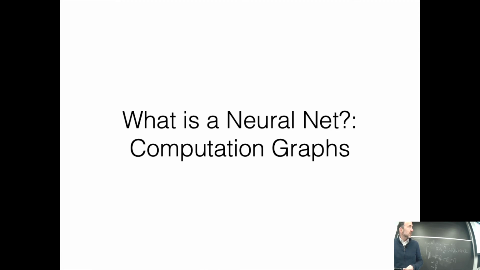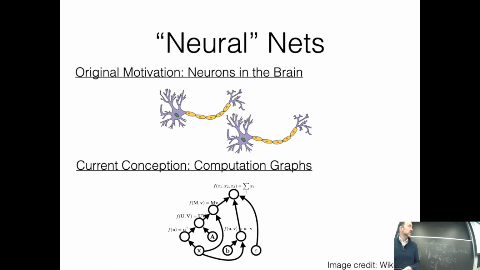So the way we do this, just a very brief coverage, because I think probably a lot of people have dealt with neural networks before. The original motivation was that we had neurons in the brain where each of the neuron synapses took in an electrical signal, and once they got enough electrical signal, they would fire. But now the current conception of neural networks or deep learning models is basically computation graphs.